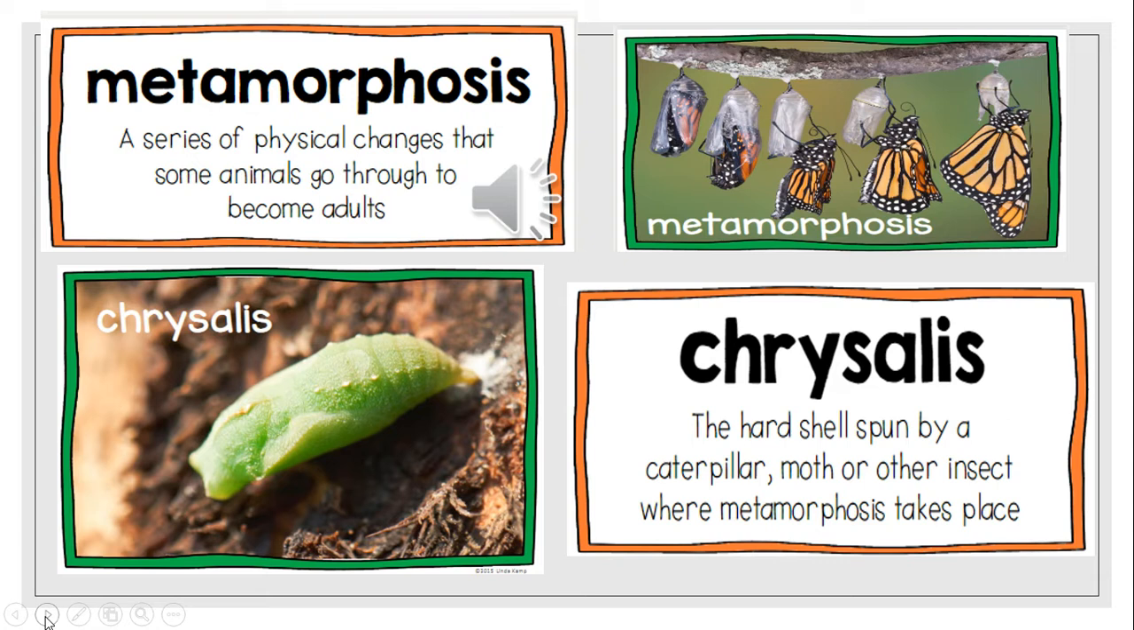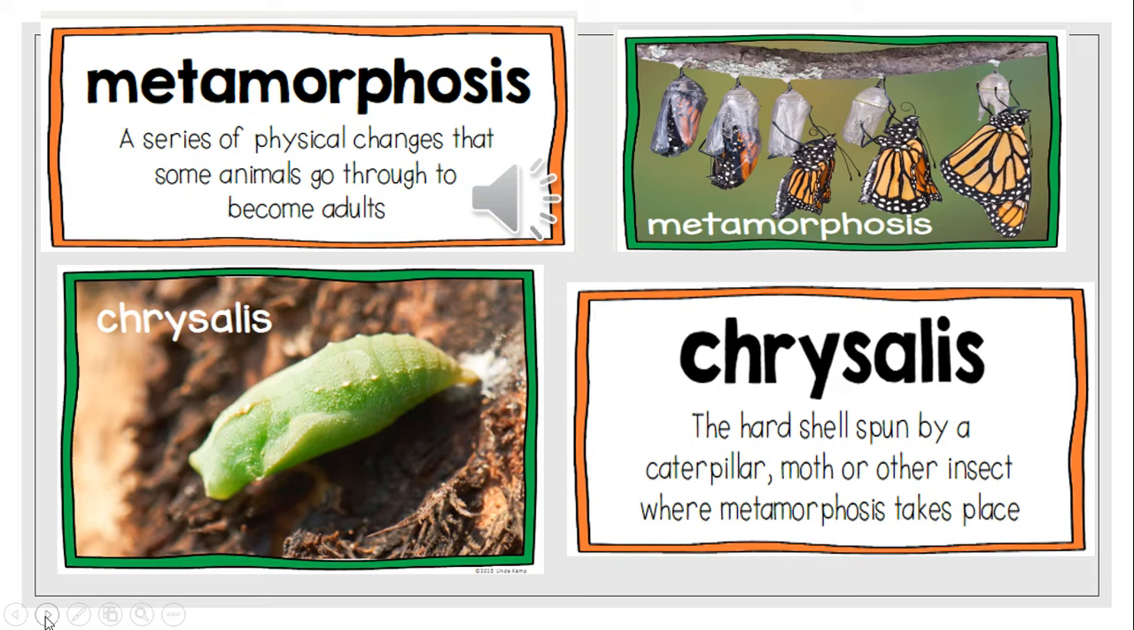The first vocab word we're going to talk about is metamorphosis. Metamorphosis is a series of physical changes that some animals go through to become an adult. Butterflies go through a complete metamorphosis. You'll learn about what that is later on in this PowerPoint.